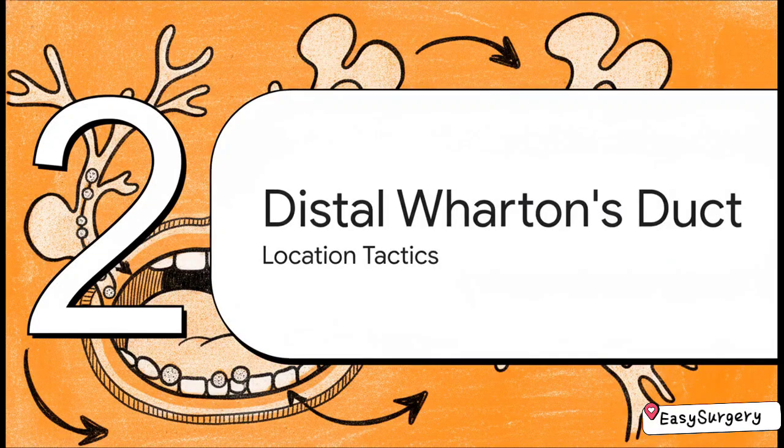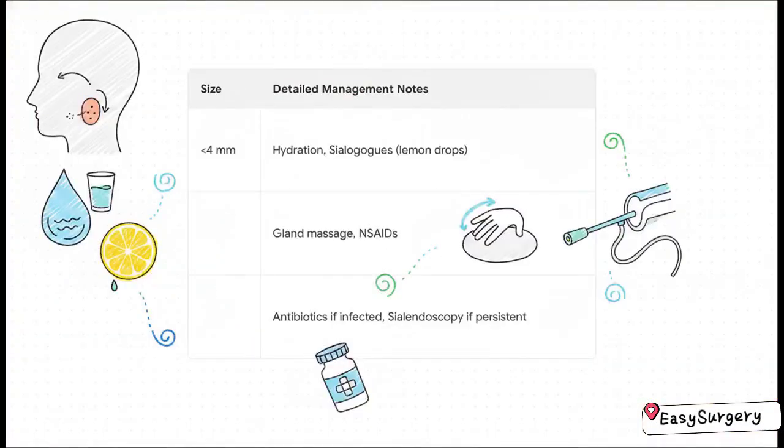Moving right along to Section 2, Distal Wharton's duct stones. Location matters just as much as size, right? So for stones located in the anterior floor of the mouth, the distal duct, we adjust our tactics. If that distal stone is under 4 millimeters, you're going to start with hydration and sialagogues. Think lemon drops. You'll also want to incorporate gland massage, sometimes called milking, along with NSAIDs. If the gland happens to be infected, definitely add antibiotics to the mix. And if the stone is still persistent after all of that, you proceed to sialendoscopy.